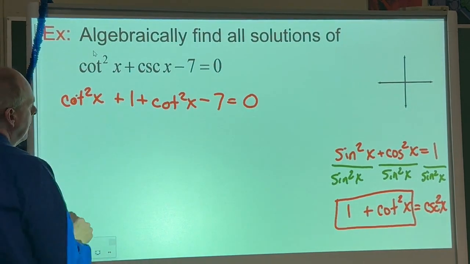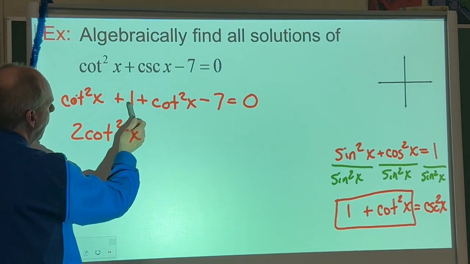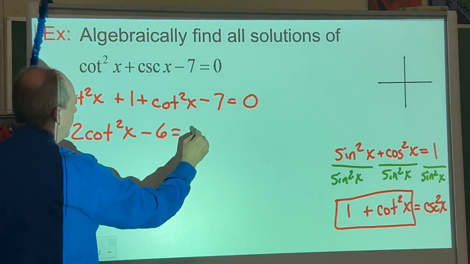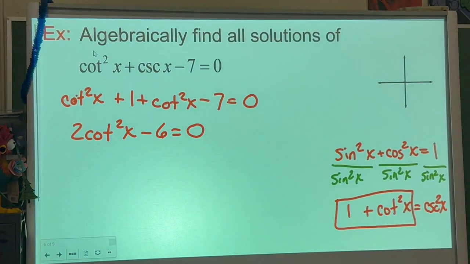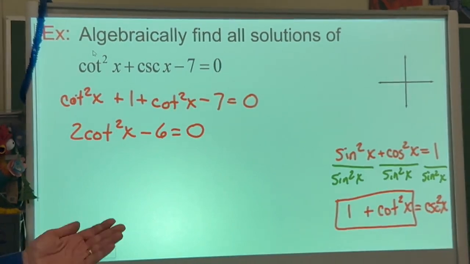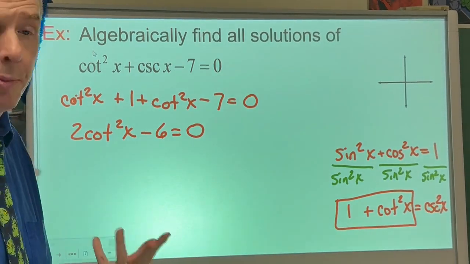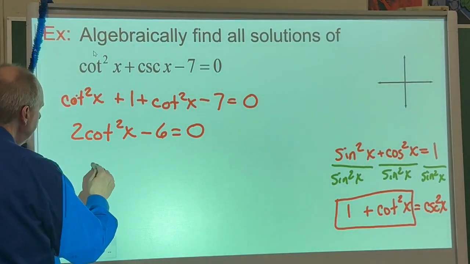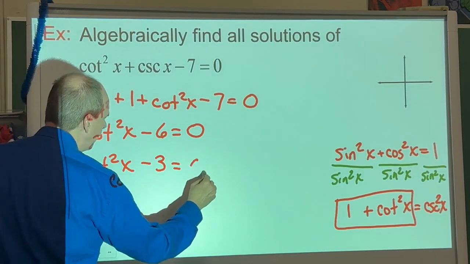Like terms, cotangent squared plus cotangent squared would be 2 cotangent squared of x. 1 minus 7 would be minus 6. What would you like to do next? Well, it's not exactly like the last one because there's no middle term. We could divide everything by 2 because that's even, and that's divisible by 2. So let's do that. Divide by 2, we get cotangent squared of x. Divide by 2, we get 3. Divide by 2, we get 0.